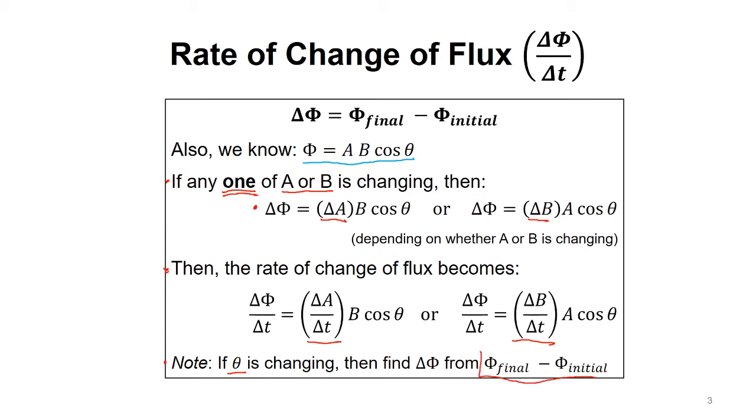Now we can look at the note at the bottom. If theta is changing, you can't do what you did above. You have to do the full form. You have to find the final flux, find the initial flux, and subtract them. You can't just use the shortcut we talked about for area or field. The reason is that theta comes with a cosine function in it, so the calculation is more involved. You have to use the full form.